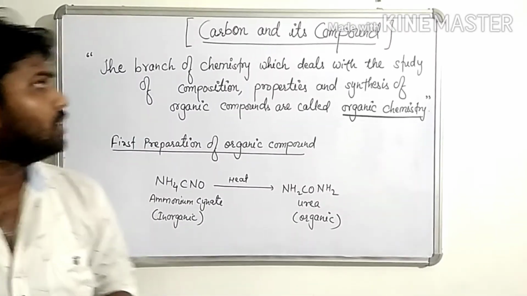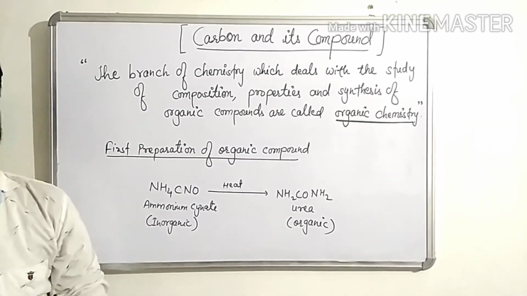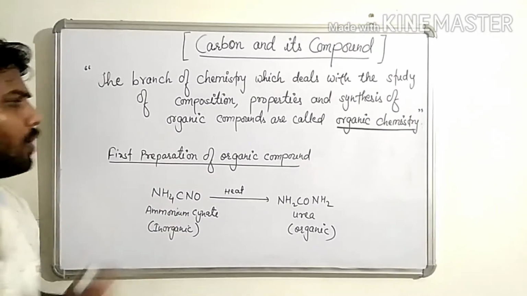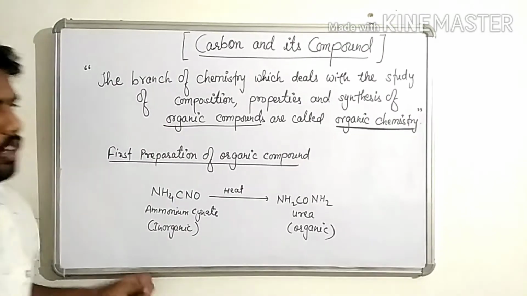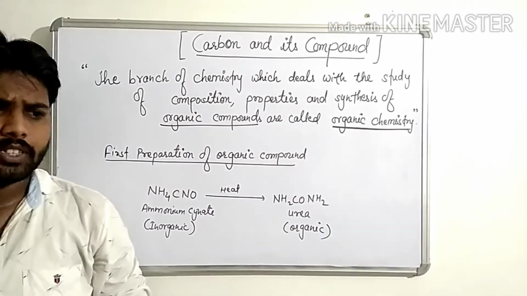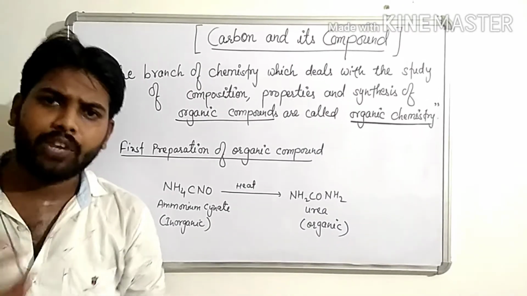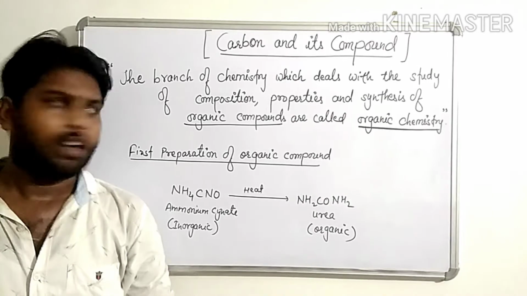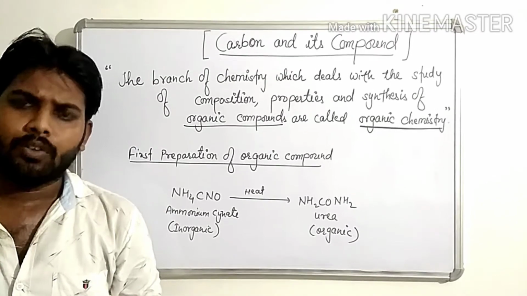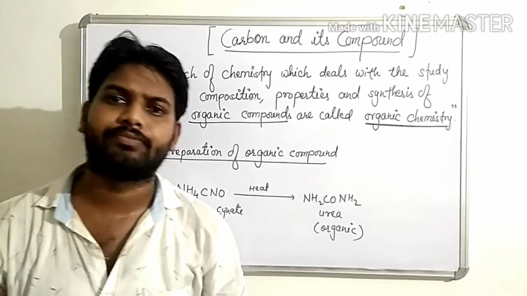So, the branch of chemistry which deals with the study of composition, properties and synthesis of organic compounds, means carbon compounds, is called organic chemistry. Clear children? Means the branch of chemistry in which we read about how we can prepare carbon compounds, what are the properties of carbon compounds and what the carbon compounds contain, that is known as organic chemistry. Okay?